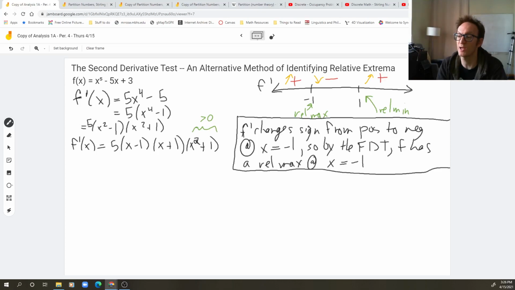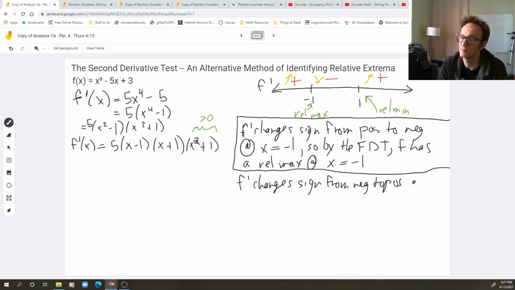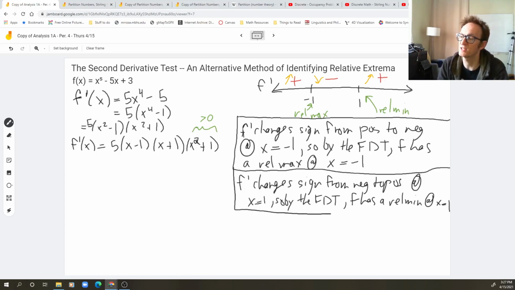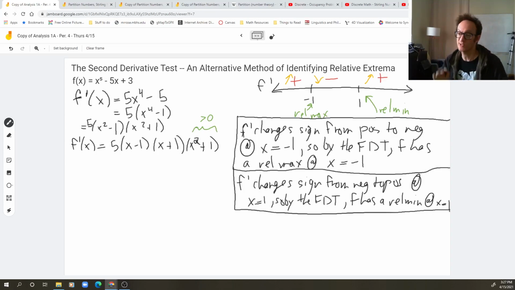Let's just do this one more time for the other one. F prime changes sign from negative to positive at x equals 1. So by the first derivative test, f has a relative min at x equals 1. Okay, this is what is required when you need to justify the existence of relative extrema. Okay, that was all old stuff.